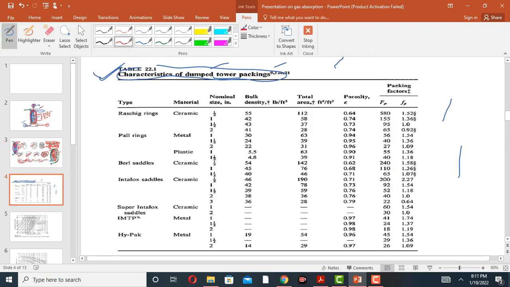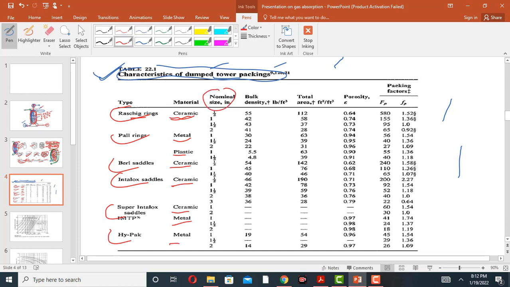So these are the packing materials: raschig ring, pall ring, saddle, intalox saddle, super intalox, HY-PAK, and these are ceramic. These are made from ceramics. The raschig ring and the pall ring are made from metal, also plastic. The berl saddle is made from ceramic. The intalox saddle is made from ceramic, metal.